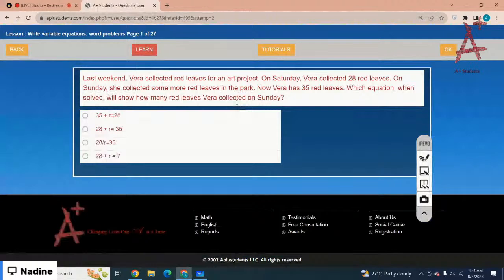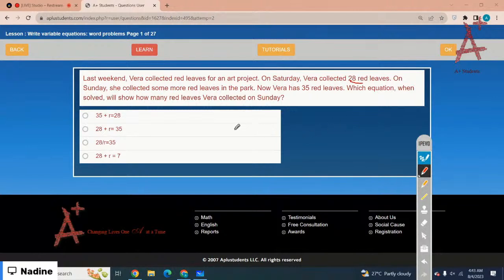She already has 28. The 28 leaves are the ones she collected on Saturday, right? Then on Sunday, she collected some more. You don't know how many, right? This is some more. And now she has 35. That means on Saturday she had 28. On Sunday she collected some more. And after collecting some more, she has now 35. Very good. That would be 28 plus R equals 35, right? Option number 2 is the correct option.